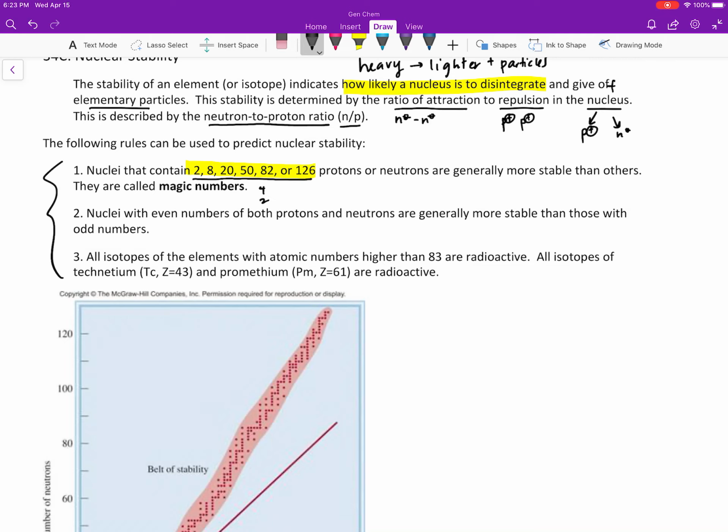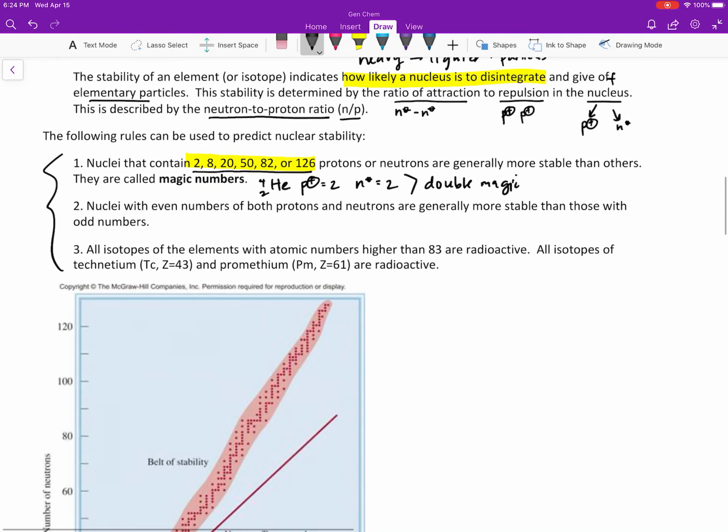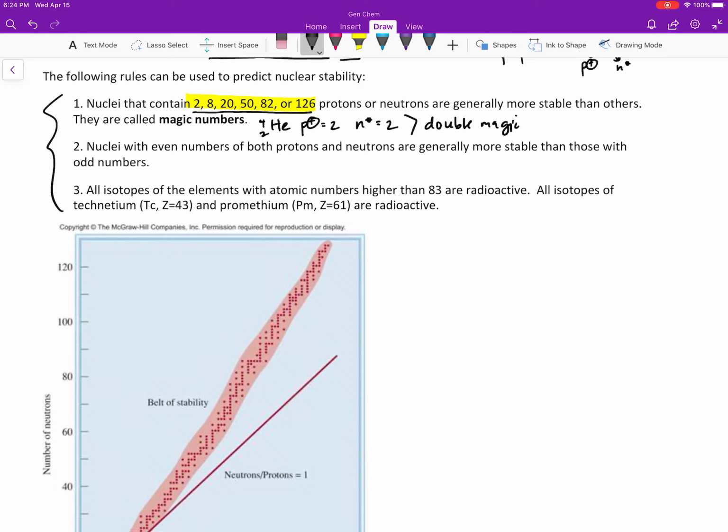Now, for example, helium, which is also an alpha particle, has 2 protons and 2 neutrons. So helium actually has 2 magic numbers, and when that's the case, we call this double magic. They are going to be particularly stable, not just kind of stable, but super stable. Now, the second rule is going to be nuclei that have an even number. So you look back at our magic numbers, they're all even numbers. If they have an even number of both protons and neutrons, they're generally more stable than those with odd numbers. So helium, double magic, super stable.